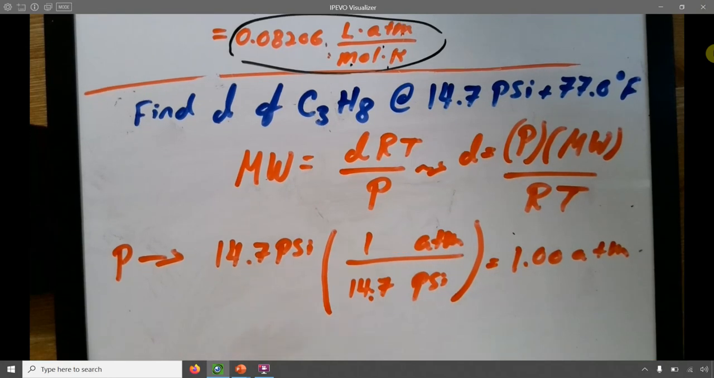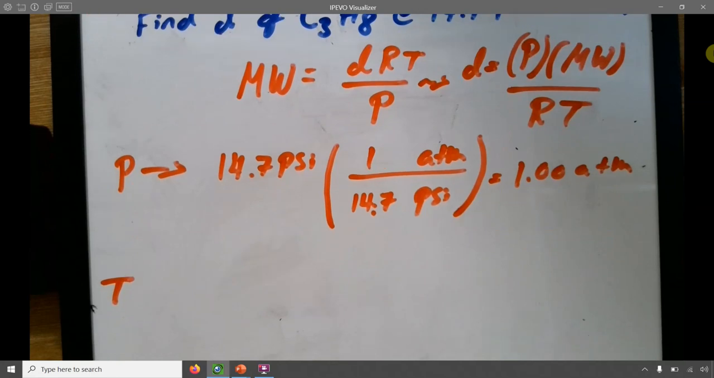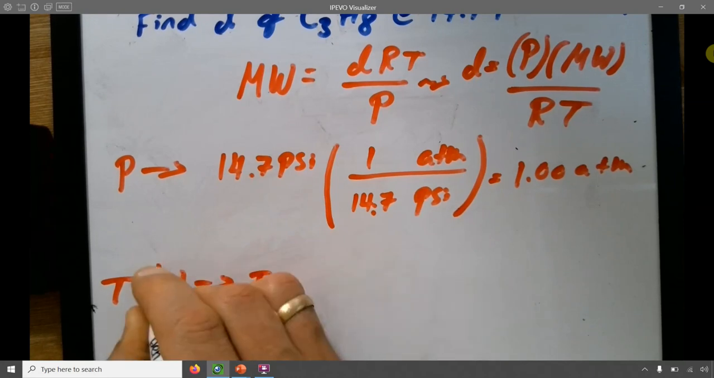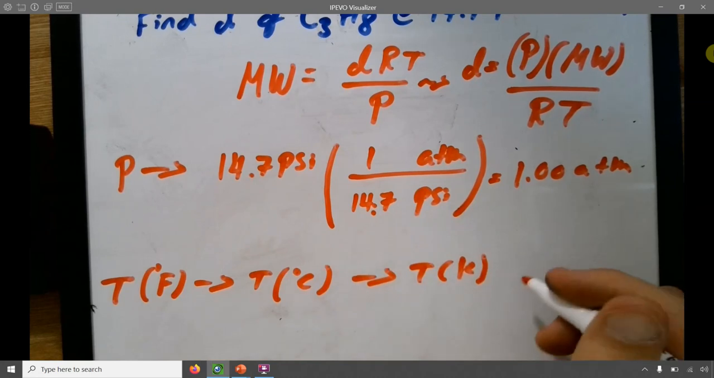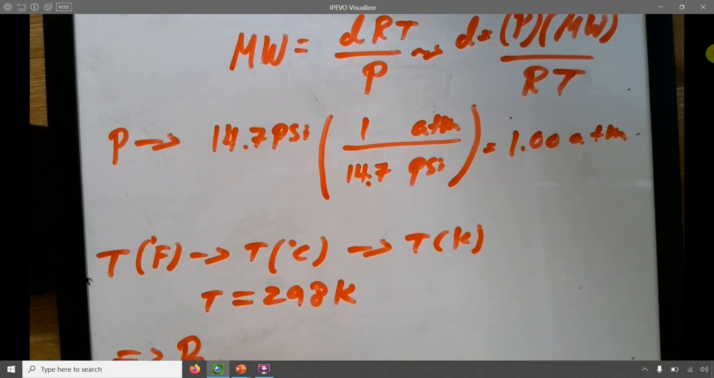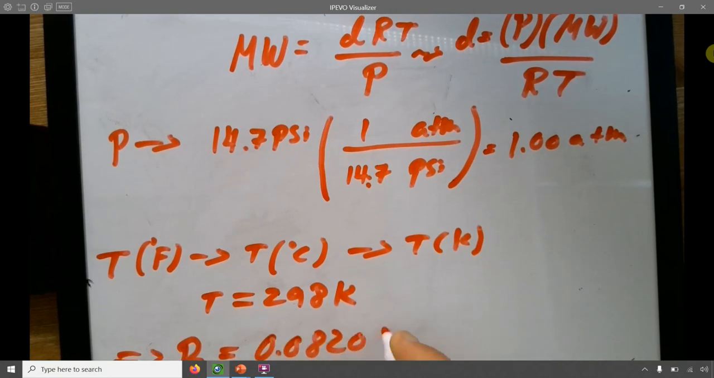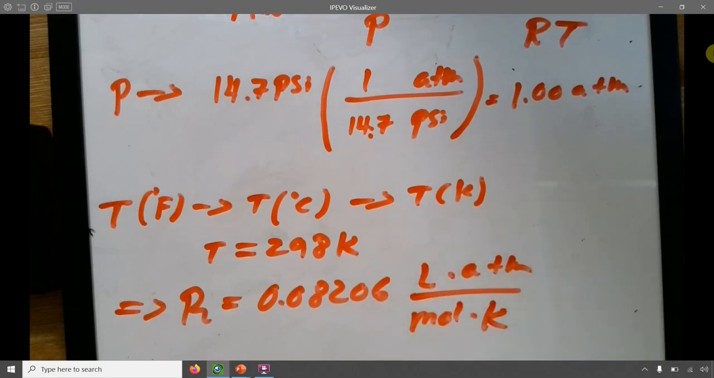I also have my temperature. I want to go from Fahrenheit into Celsius, and from Celsius into Kelvin. I won't bore you with the details. The temperature, 77 Fahrenheit, which I chose on purpose, is room temperature. This is going to be 298 K. So I have my temperature in K, I have my pressure in ATM. Now I can select my R as 0.08206 liters atmosphere per mole Kelvin. Great. I have Kelvin, I have ATM, and I will get my answer in grams and liters as a result.